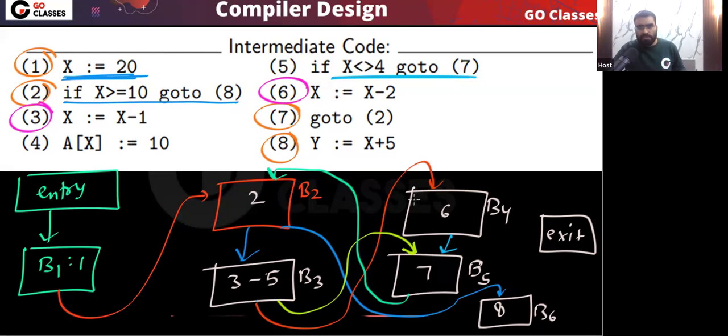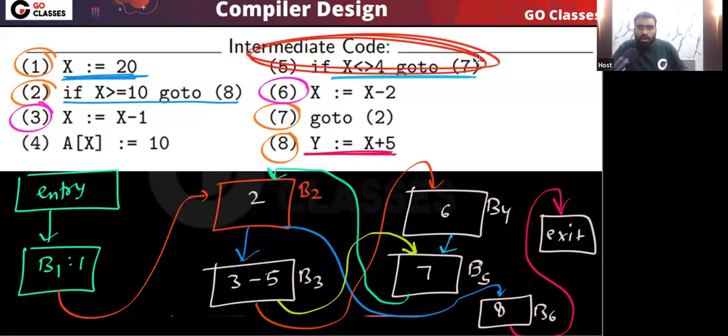Now, what about the next? You can see from here you will do the exit. Yes or no? Can you do exit from any other node? Is there any other node from where you can exit? No, you cannot.